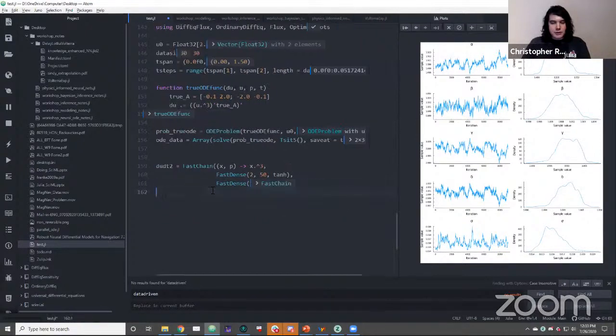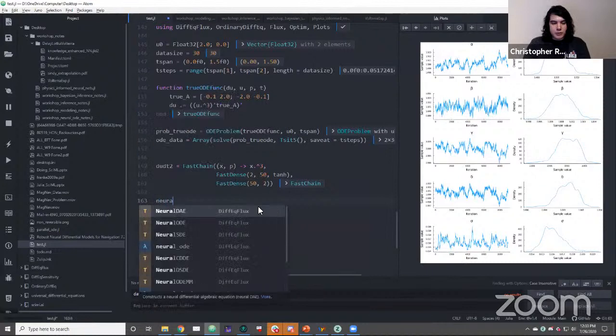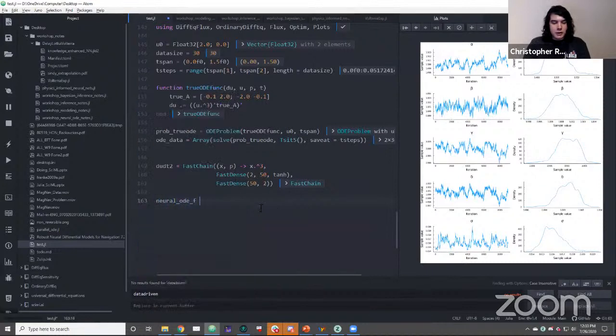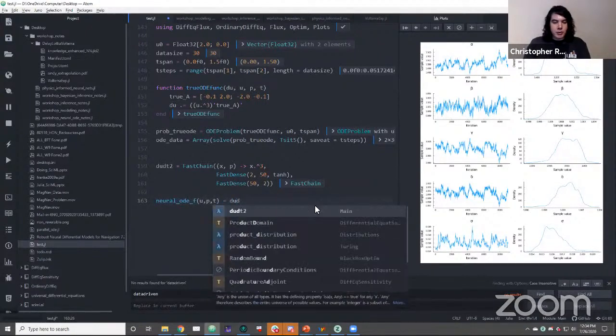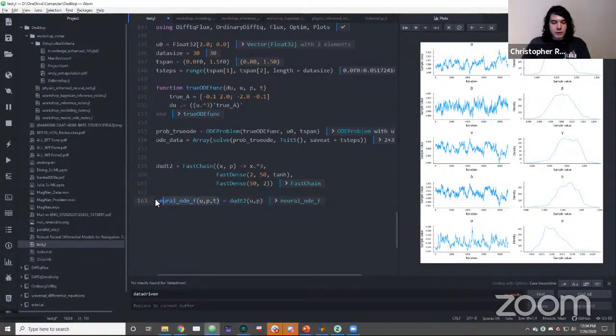So here is my fast chain. And what I want to do now is define an ordinary differential equation by this neural network. So my neural ODE f is going to be a differential equation defined by, well, all it is is a call to the neural network. Whenever you want to calculate the derivative, just call my neural network to calculate that.